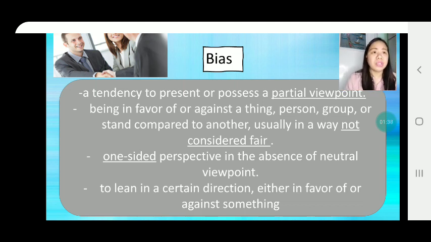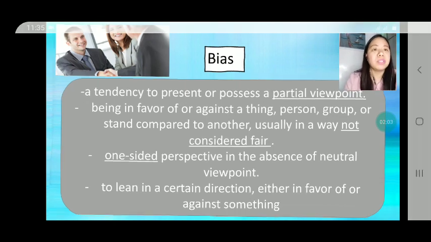And then when you say bias, it is about to lean in a certain direction, either in favor or against something. So it's either you became biased because you really like the other one more than the other one, or that other one that you don't like, you are not in favor of it. So yun naman sometimes yung hina-highlight mo kasi ayaw mo talaga yon, or yung favor ka, yun naman yung talagang i-highlight mo lang kasi gustong-gusto mo yon. That's being biased. So let's proceed.